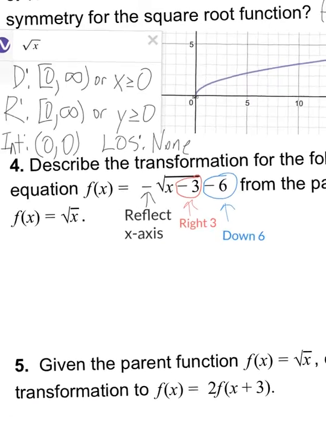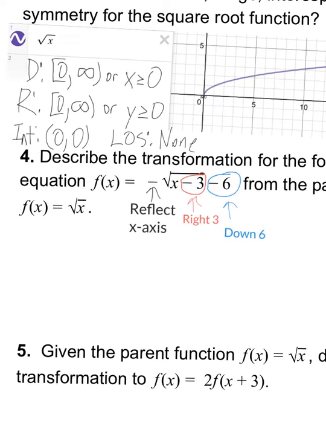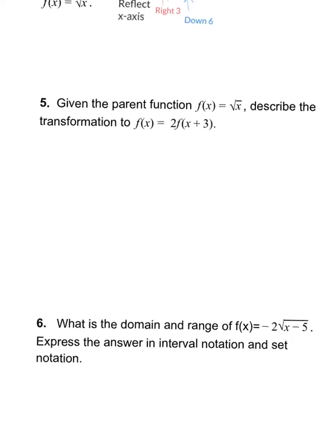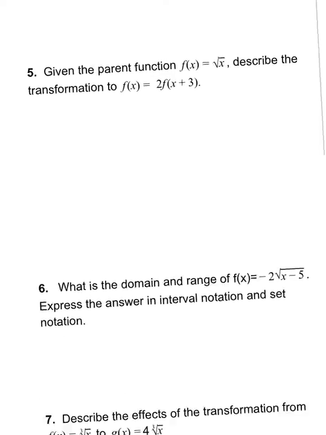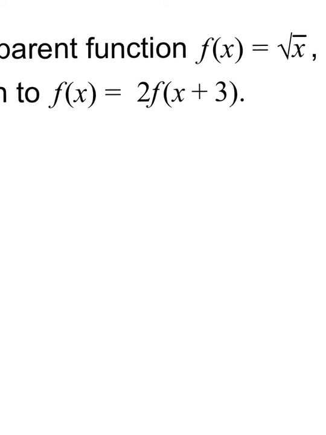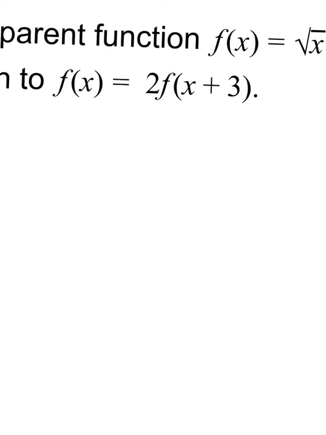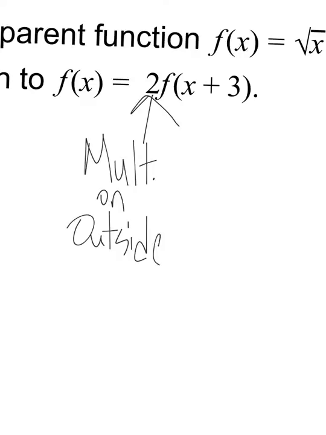And those are all the transformations for number 4. Number 5, given the parent function square root of x, describe the transformation to, and then it says 2 f of x plus 3. So we have a 2, this is multiplying on the outside, and since this 3 is on the inside of parentheses, you are adding on the inside.